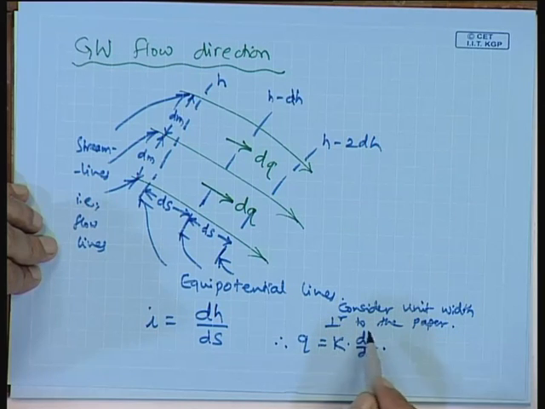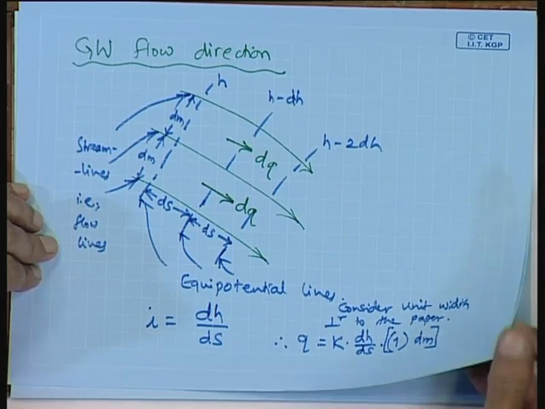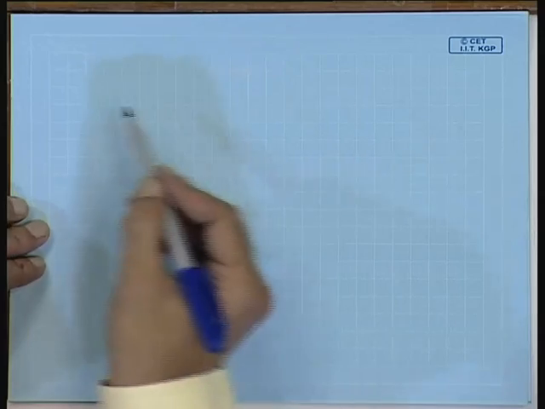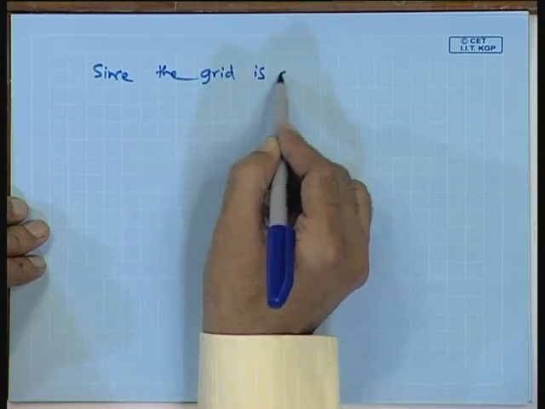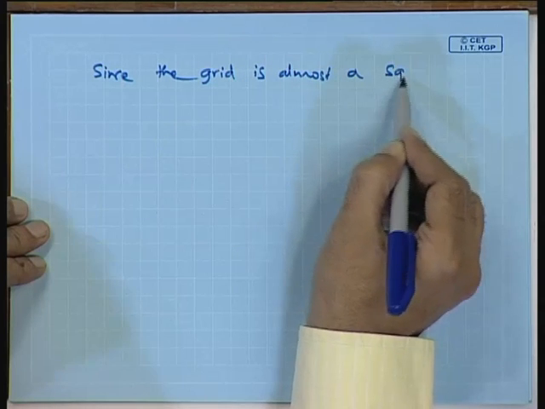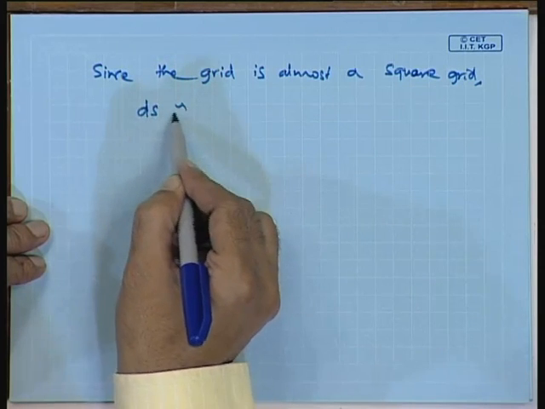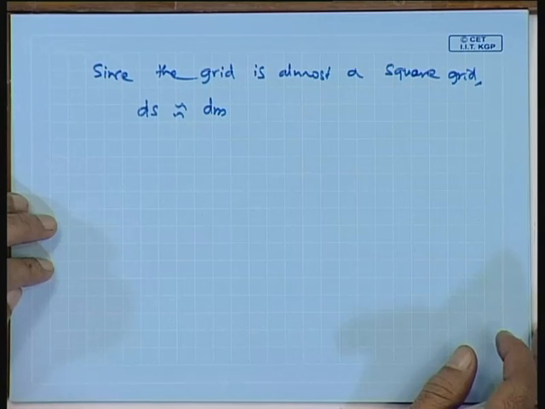So, this is the velocity multiplied by the area. So, this is simply given by 1 into dm. So, this is the area. Okay. So, therefore, this is the groundwater flow rate, and here since the grid is almost a square grid, we can say this dS is approximately equal to dm, that is the stream wise distance is approximately equal to the perpendicular distance along the flow net.